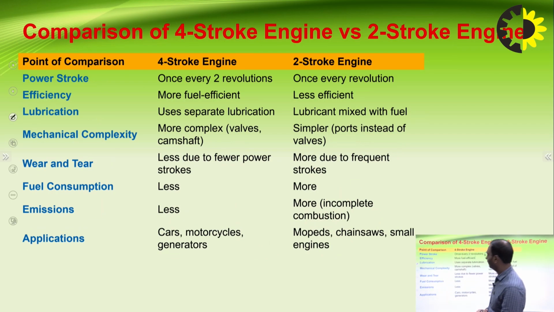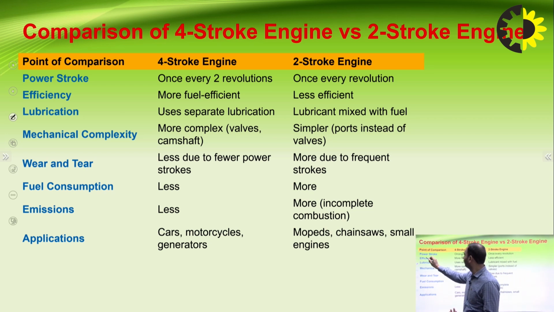Now, I will discuss comparison between 2-stroke and 4-stroke engine. So, first of all, what is 2-stroke engine and what is 4-stroke engine? In 2-stroke engine, one complete cycle is completed in 2 strokes of the piston or 1 revolution of the crankshaft, whereas in 4-stroke engine, one complete cycle is completed in 4 strokes of the piston or 2 revolutions of the crankshaft.